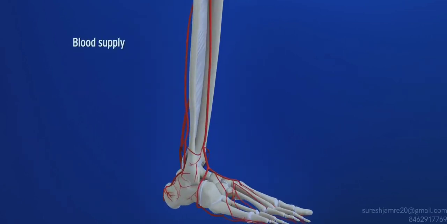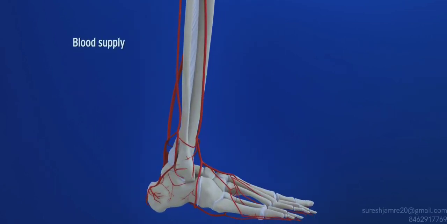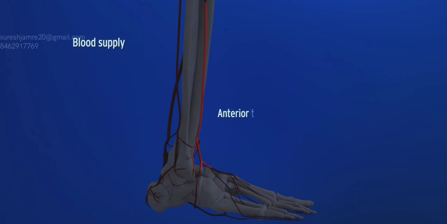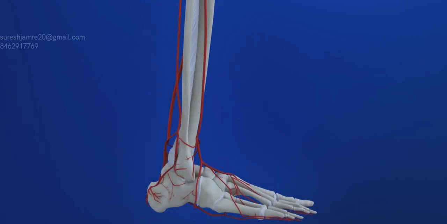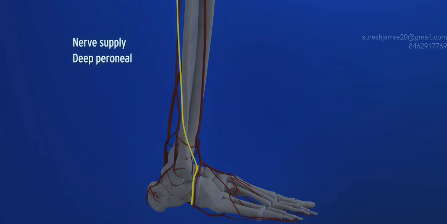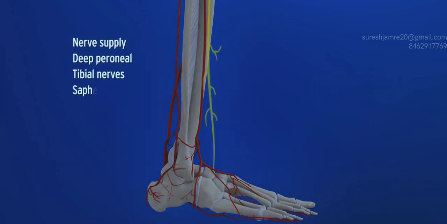Blood supply: it is supplied by the perforating branch of the peroneal artery and malleolar branches of the anterior and posterior tibial arteries. Nerve supply is by branches of the deep peroneal, tibial and saphenous nerves.